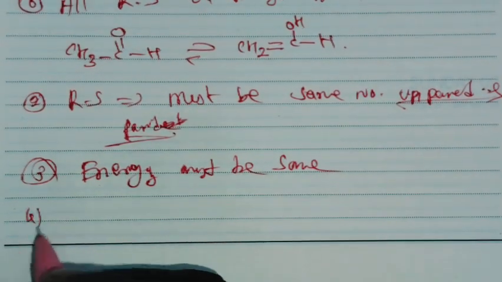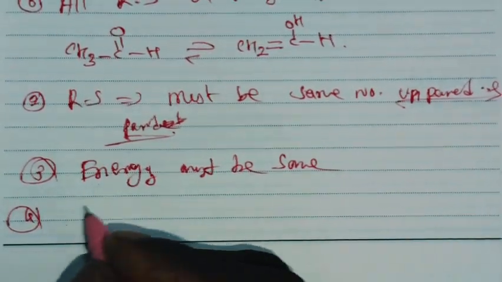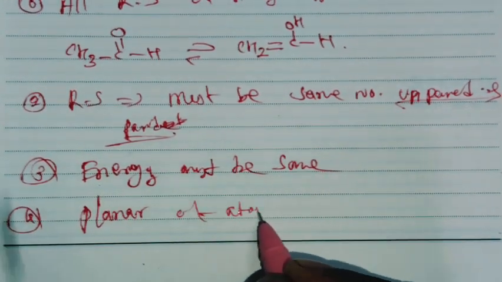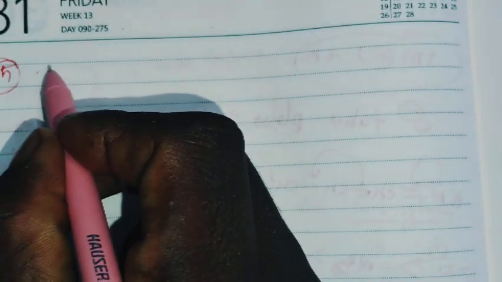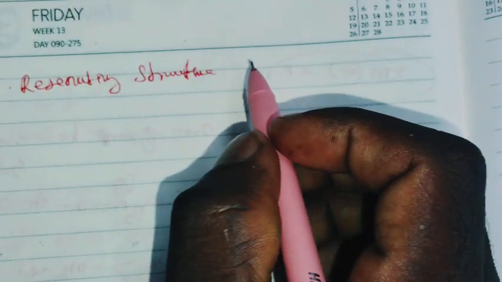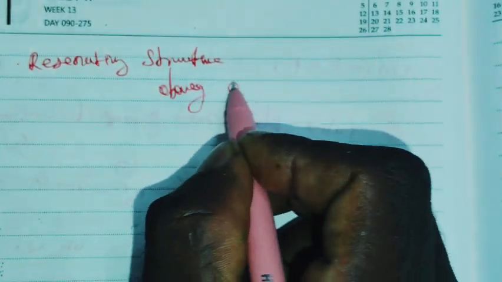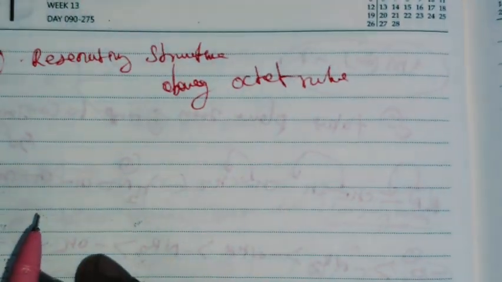Then the fourth one: the atoms that take part in delocalization must be planar or nearly planar. Then the fifth one: a resonating structure that obeys the octet rule is stable. This octet rule must be obeyed, then only is it a more stable resonance structure.